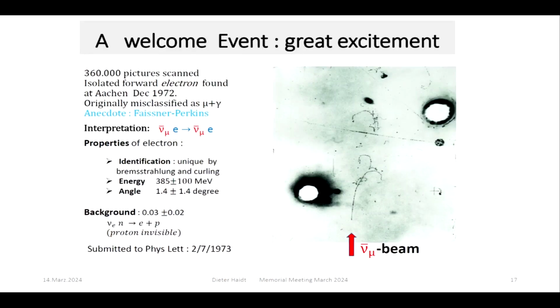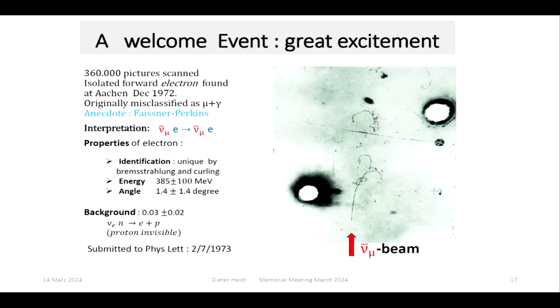At the end of the year, in December 1972, there was great excitement because an event was found, which you can see as this most famous event from Gargamel. It was originally misclassified, and the PhD student in charge said, well, maybe it is an electron and not a muon with an overlaid gamma. So he went up to the supervisor, which was Klaus Schulze, and Schulze looked at it. Well, that looks more like an electron. So they went up to Faissner, and Faissner said, oh, that's just a discovery.